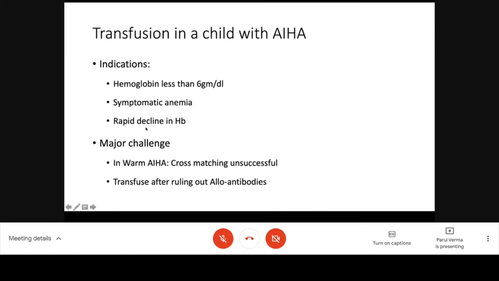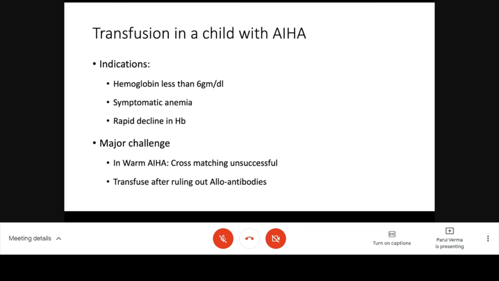So rapid decline in hemoglobin would produce symptomatic anemia. And such patients will require ICU care, because a precipitous decline in hemoglobin can lead to CHF and the child would require ICU care. Now, what is the major challenge? The major challenge in warm AIHA is that cross-matching is unsuccessful, because these children have antibodies bound in their circulation.